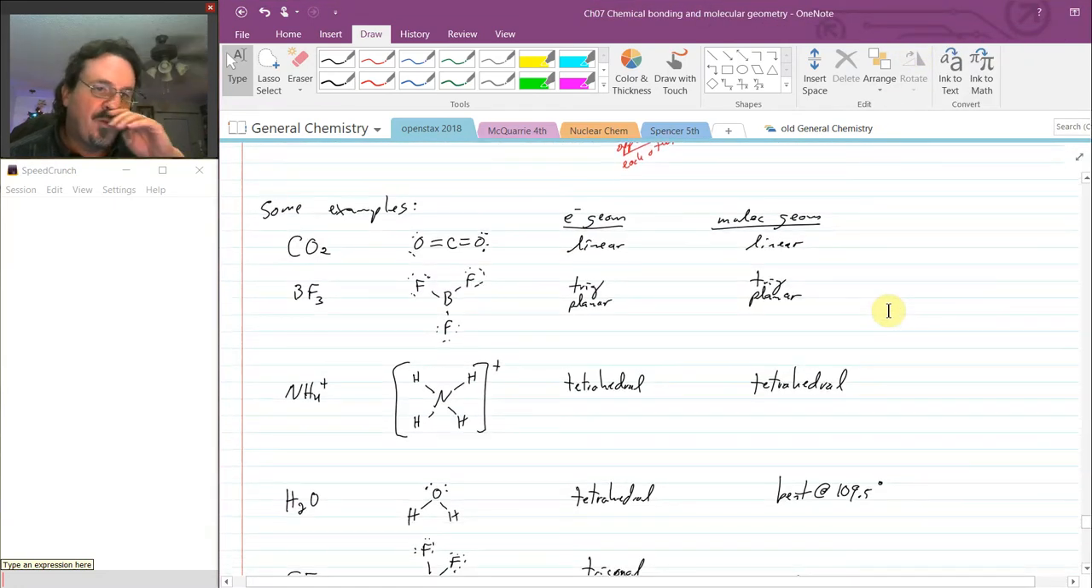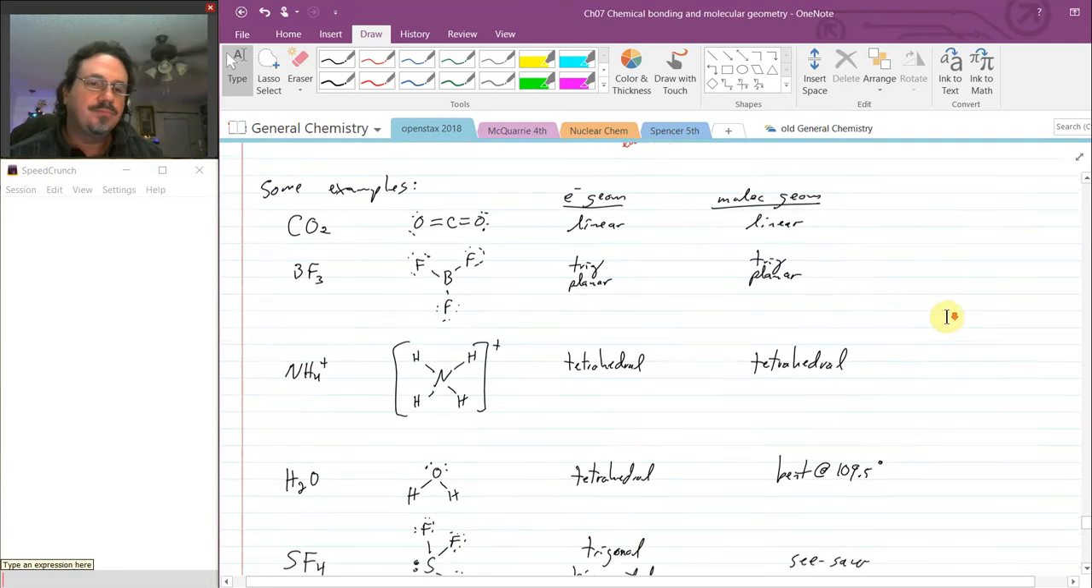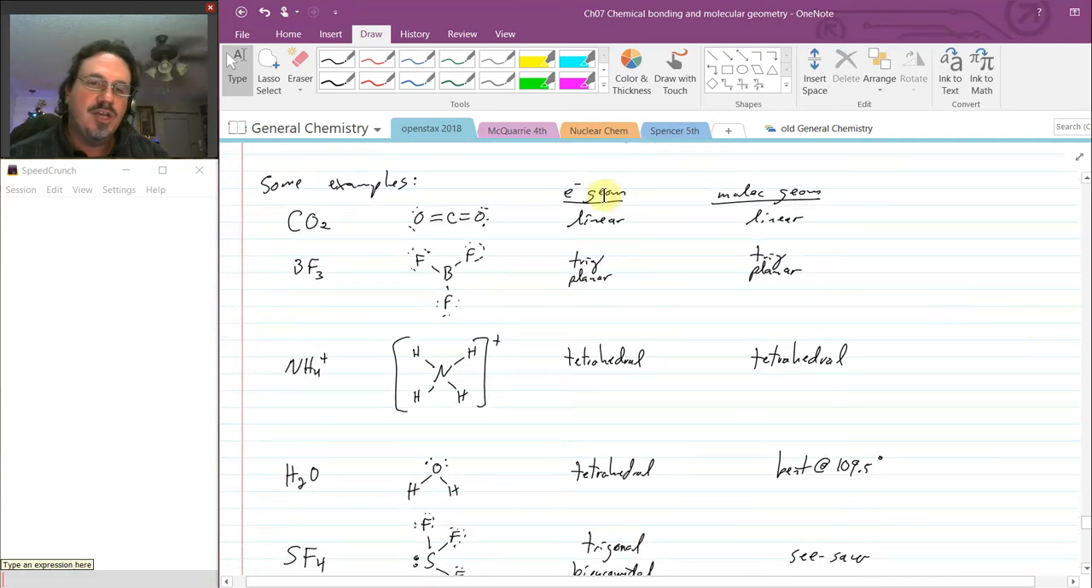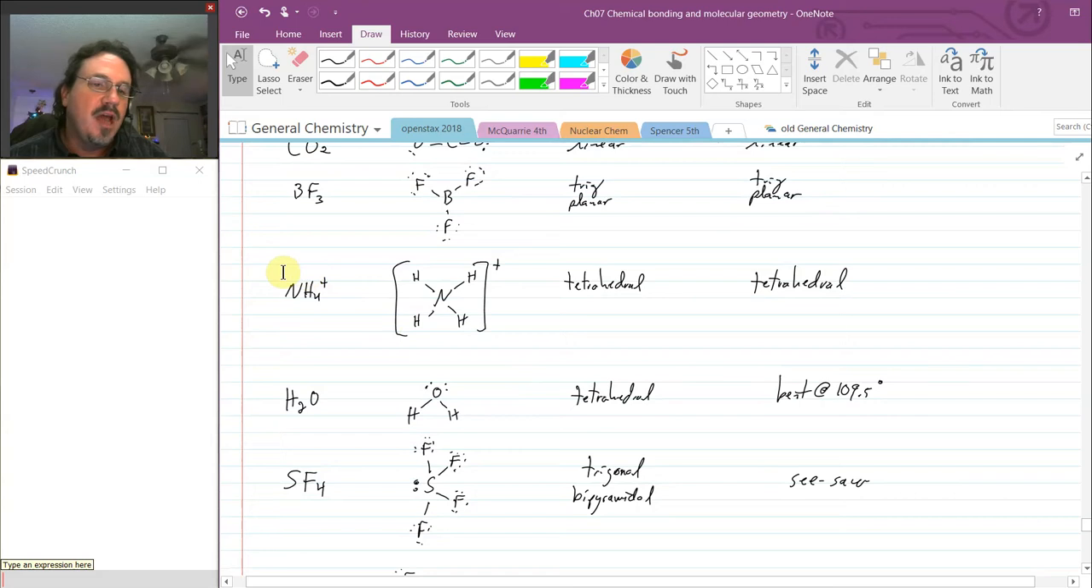Here are some real-world examples for you that I've come up with, the electron geometry and the molecular geometry. Carbon dioxide, there's the Lewis structure. You see that central carbon has 2 things coming off of it, a double bond to the left and a double bond to the right. So that's going to be linear. BF3, that was one of the examples we already saw, trigonal planar. Ammonium, NH4+. 4 things coming off of it, so it's going to be tetrahedral all around.